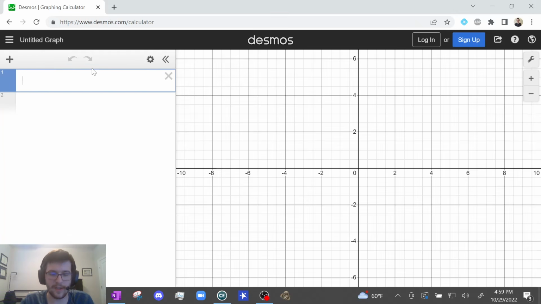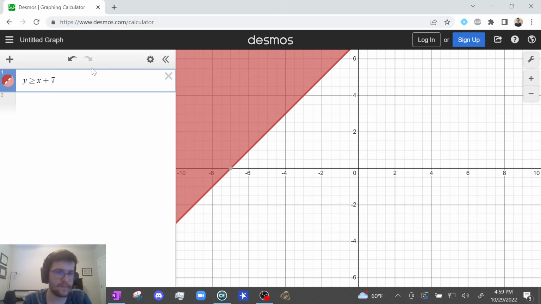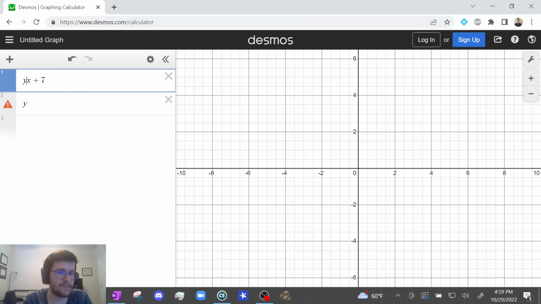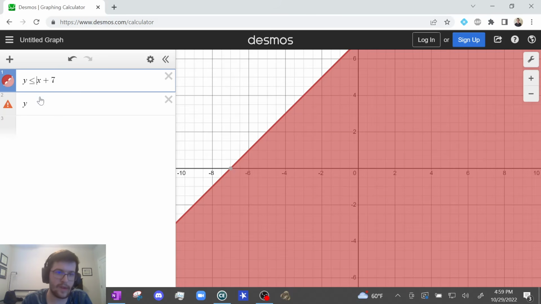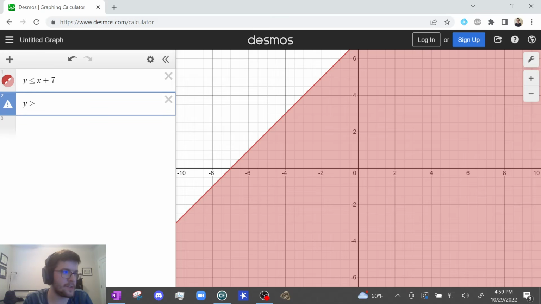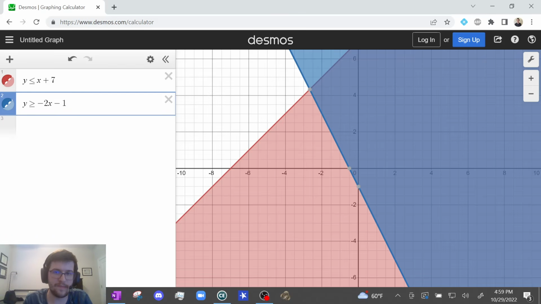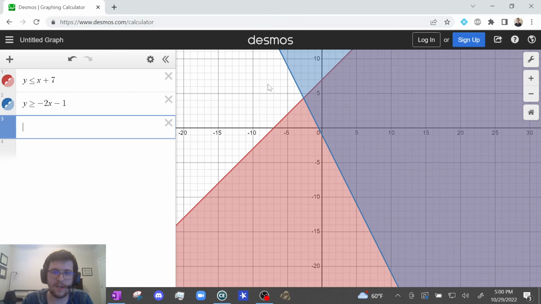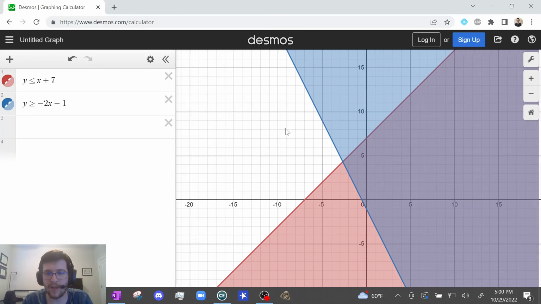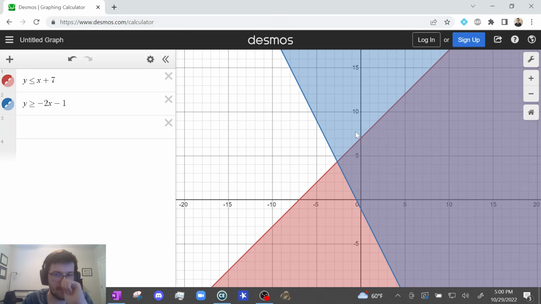If you didn't know this, I learned this recently. You could type in y greater than or equal to x plus 7. And then you could type in y, oh, I typed it wrong. It's less than or equal to. Great. And now we're going to do y is greater than or equal to negative 2x minus 1. And you see it gives us the solution is where it's red and blue. So this rightmost pizza slice out of these 4 pizza slices.